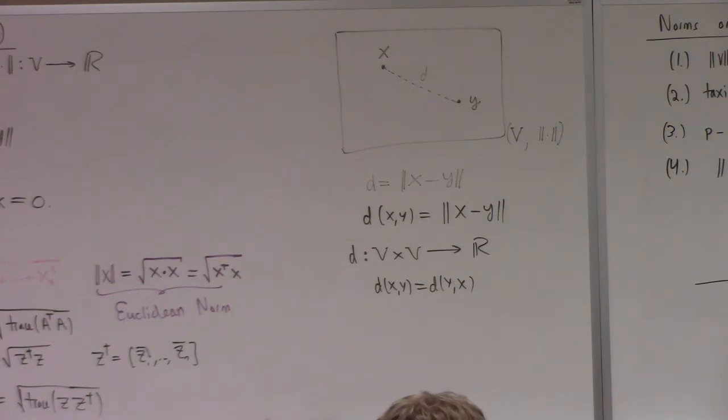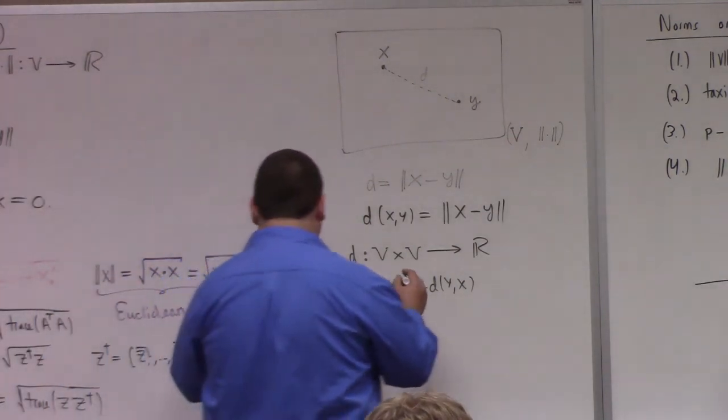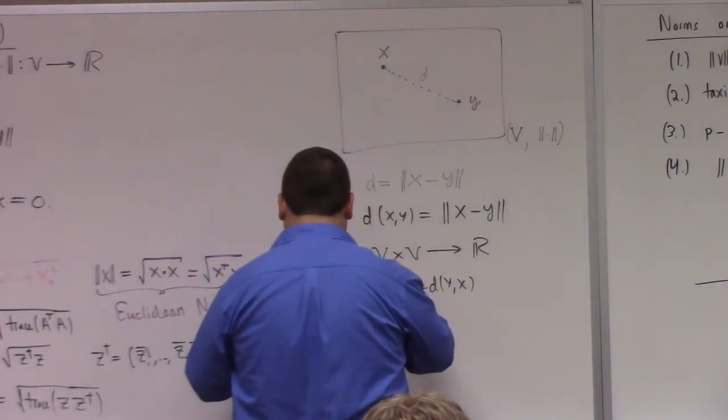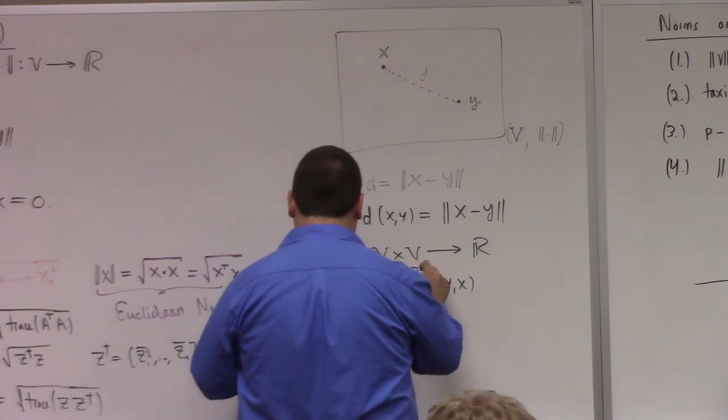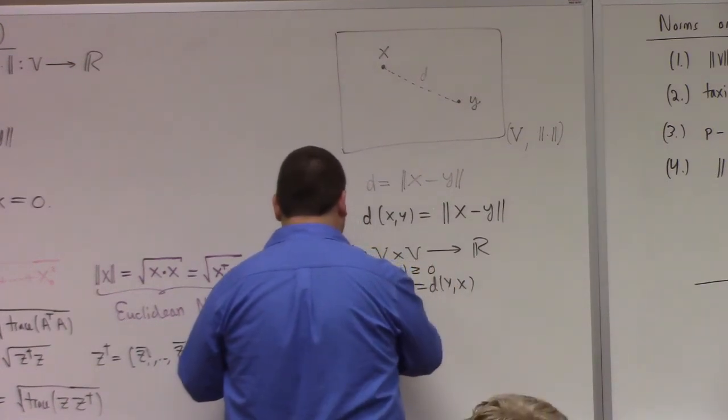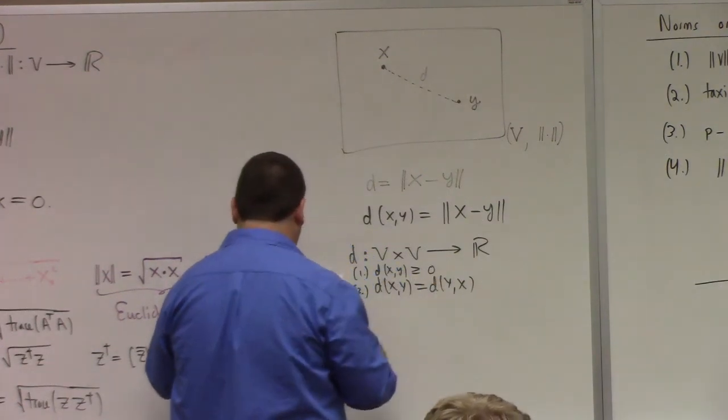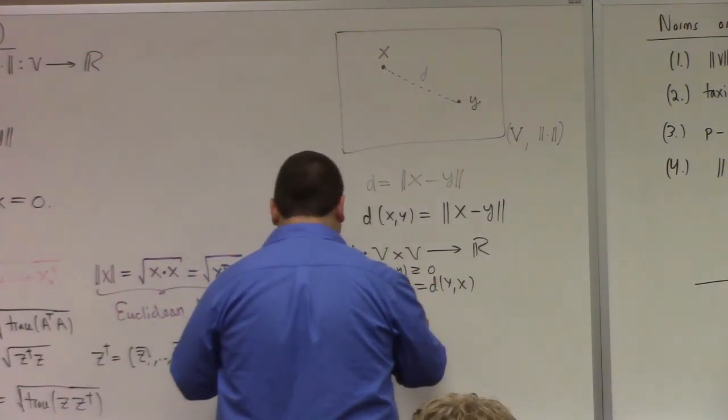Sorry, I've lost my list of properties. Oh, there it is, page 12. So, yeah, non-negativity, very good. Actually, that was my one. D of x comma y is greater than or equal to 0. That makes sense, right? The distance between 2 points should be non-negative. It's symmetric: the distance from x to y is the distance from y to x. You also have a triangle inequality.